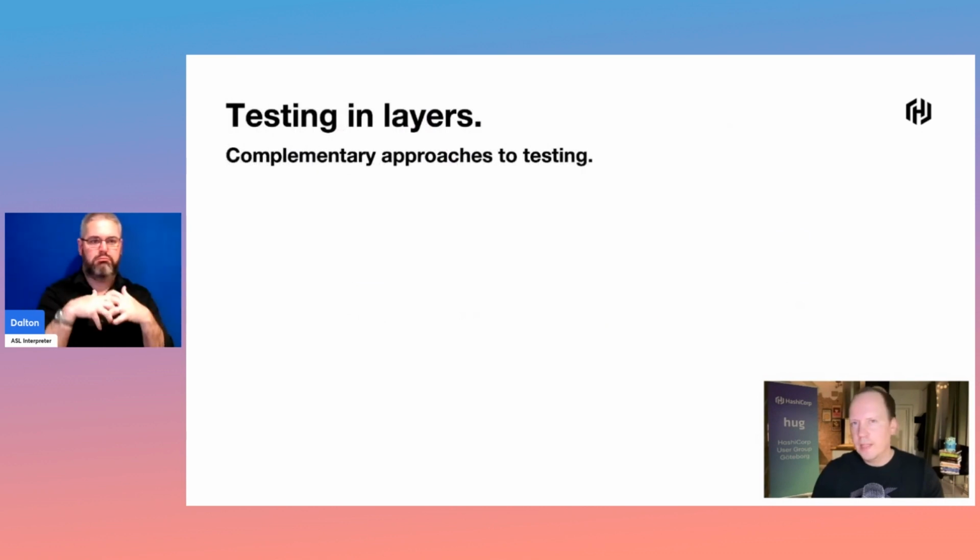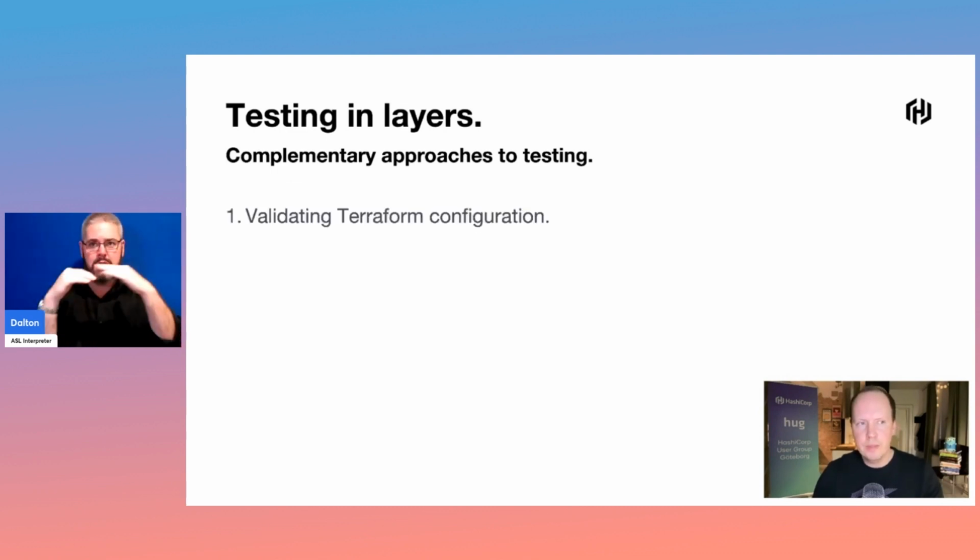So, testing in layers. I'm thinking of a layered approach to testing where you can think of each layer as complementary approaches to testing. So you can pick and choose what layers you want to use. So the first layer is validating Terraform configuration. This is technically not testing. This is using validations declaratively in our modules just to make sure that the module is easy to use and can be used correctly.